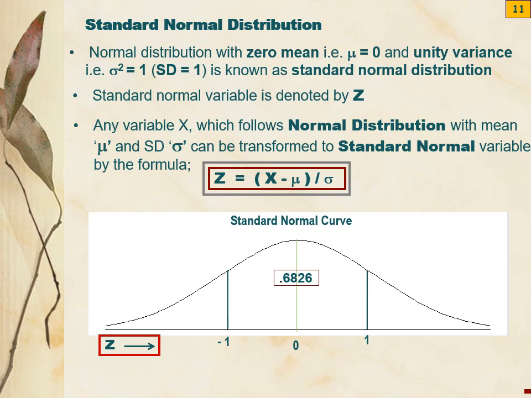Again, I am repeating that any variable X which follows normal distribution is transformed to a standard normal form by using this formula.